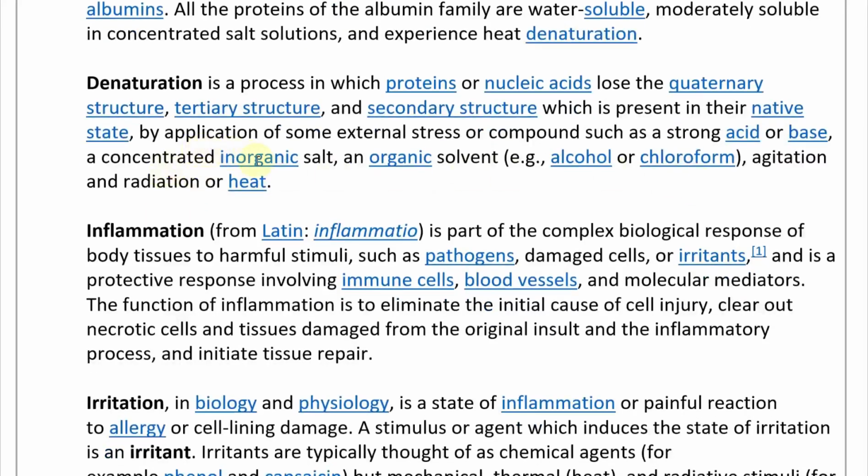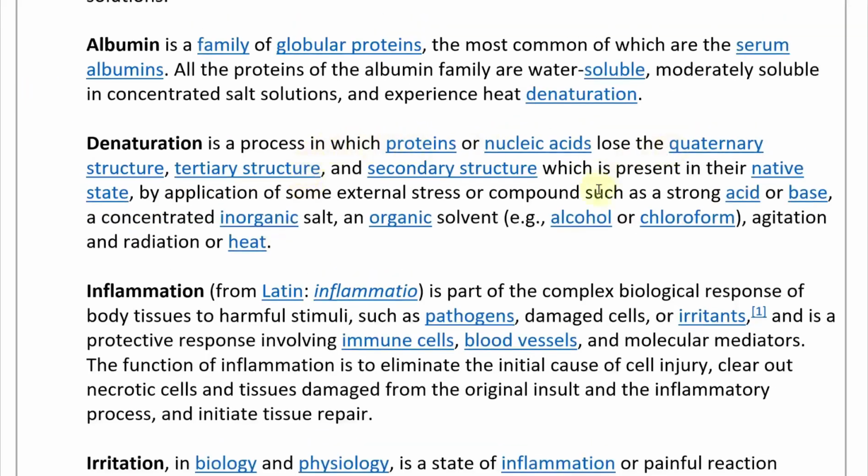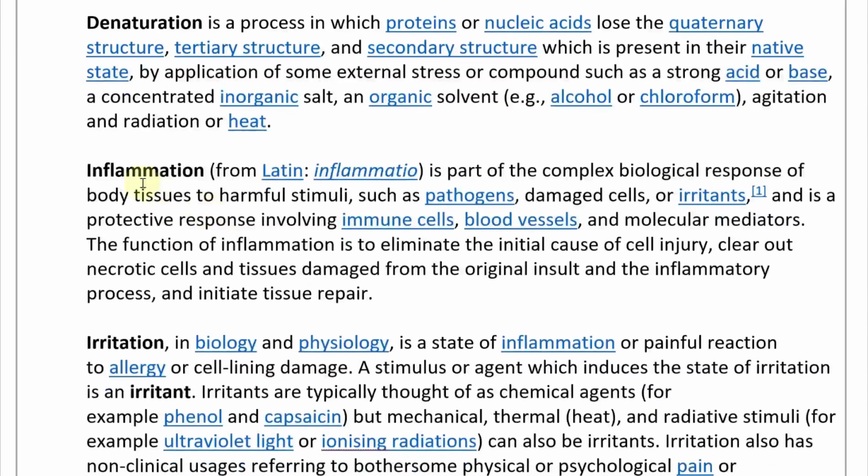A concentrated inorganic salt as well, or an organic solvent, e.g. alcohol or chloroform, and agitation and radiation or heat. So basically in denaturation, proteins lose their structure and go back to their basic building block setup, not in this more advanced structure. It goes back into just basic chains.